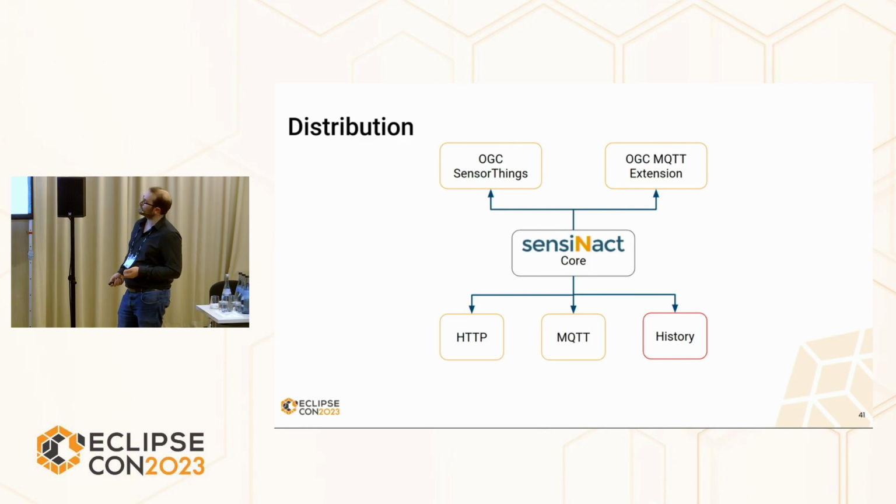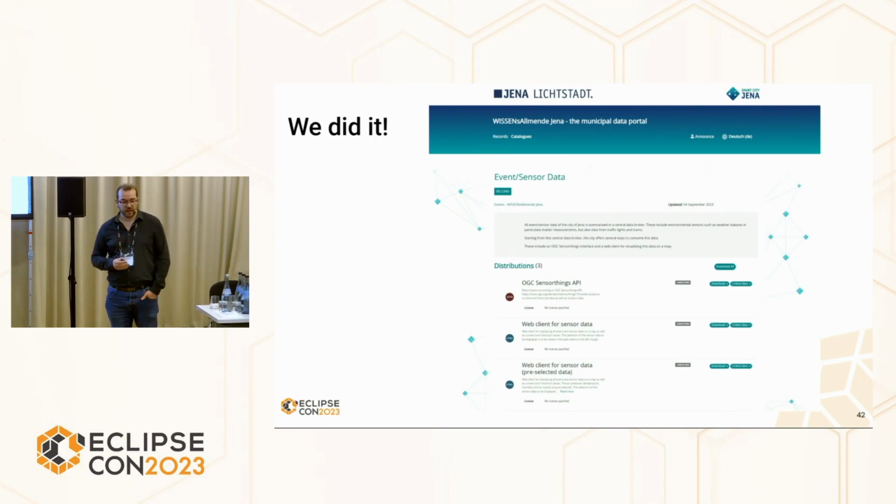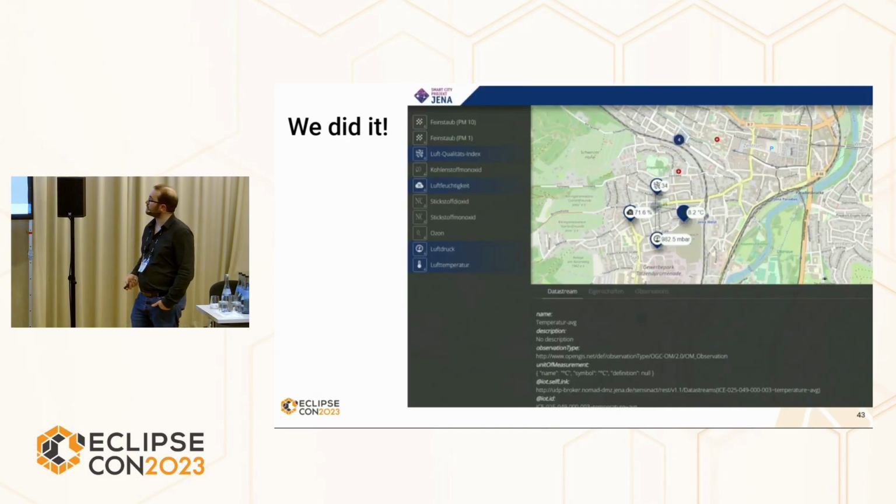Okay, just for those who want to see some code. Here you have the final distribution we sent to Jena, which is an HTTP, an MQTT, and a history southbound provider, an OGC SensorThings REST API, and the MQTT extension. And it works. So this was released, and it's now part of the open data catalog of Jena. You can access the OGC SensorThings API directly, or you can access a web client to see the data live, which looks like that.